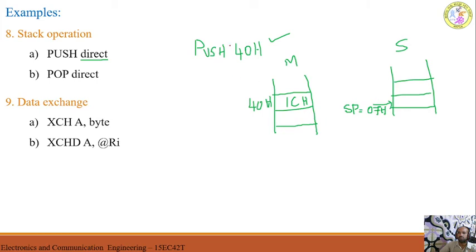Push 40. Go to the memory location. Pushing means what? Storing the data into the stack memory. So here which data do we need to store? Here the address is indicated, the hash is not there.